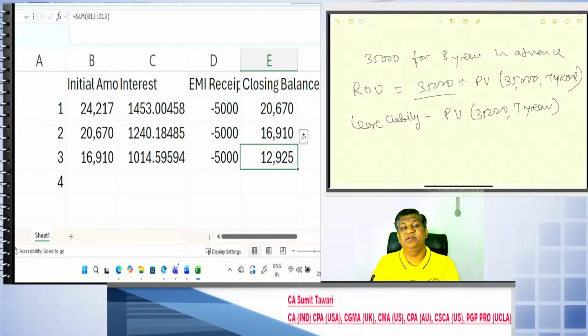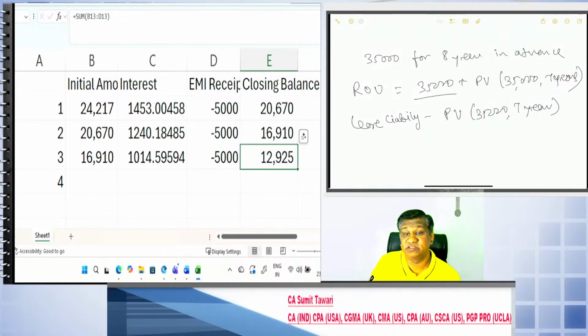See, opening liability I calculated on the basis of the future cash flow. Then I charge the interest. ROU amortization is on straight line method. So ROU value I calculated on the basis of whatever may be the present value of the future cash outflow plus upfront payment. And then my lease expenses is basically the interest and the ROU amortization.